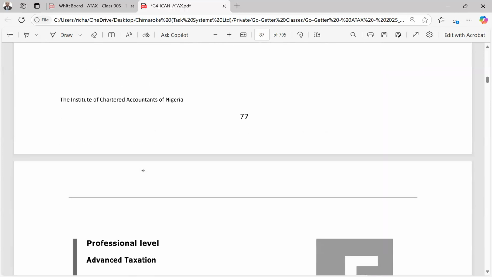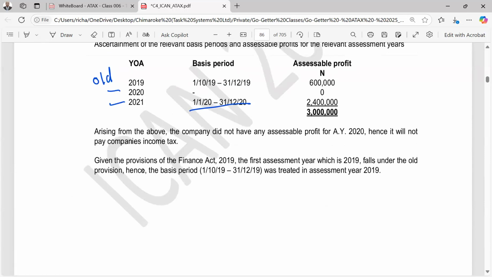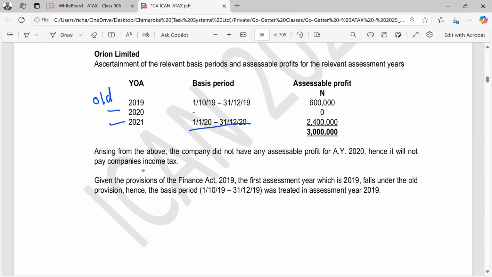So what we'll be doing now is we'll be looking for ICAN past questions that we can use to solve some of our problems. So hold on a moment while I get an ICAN past question.